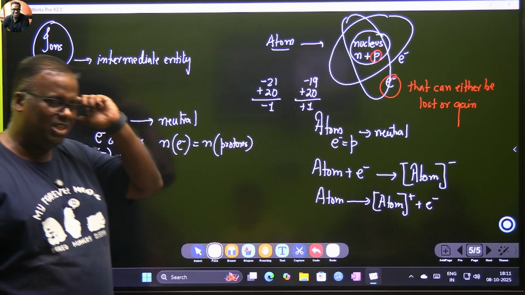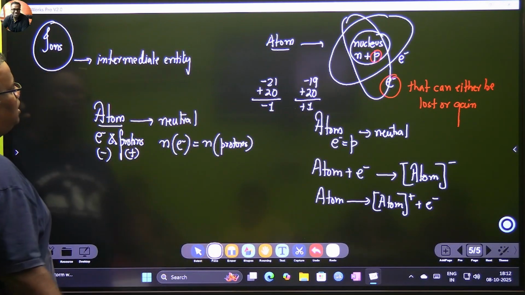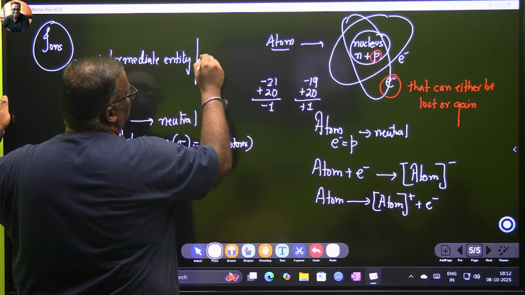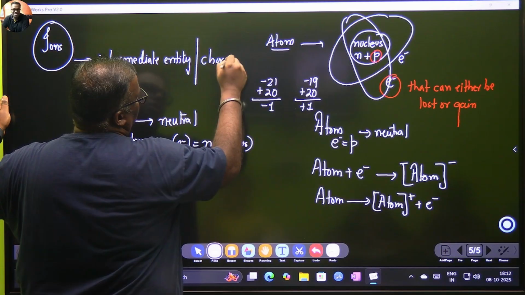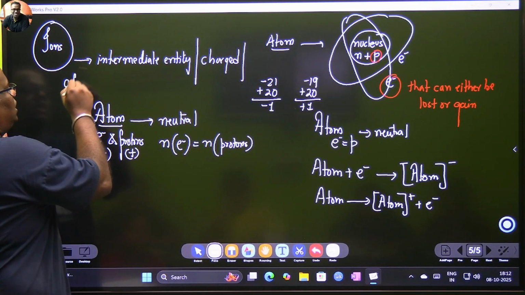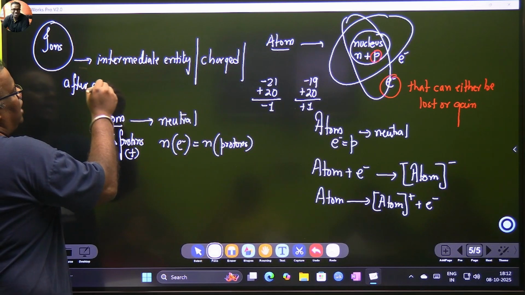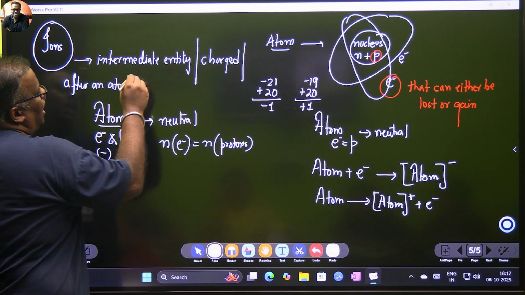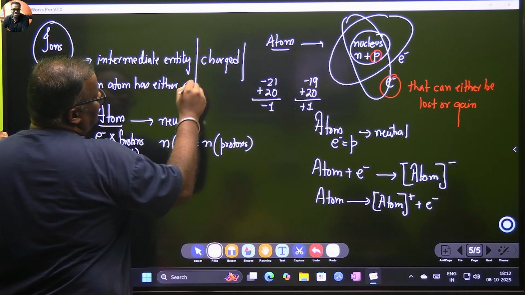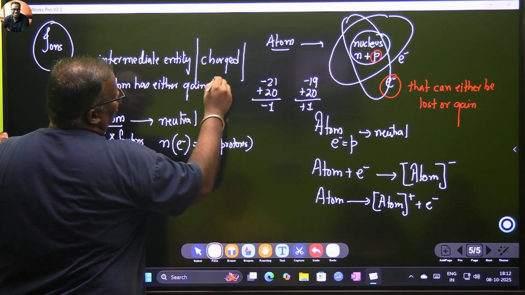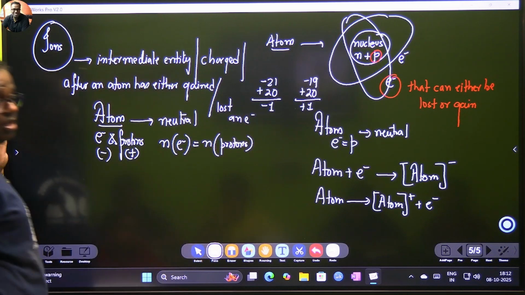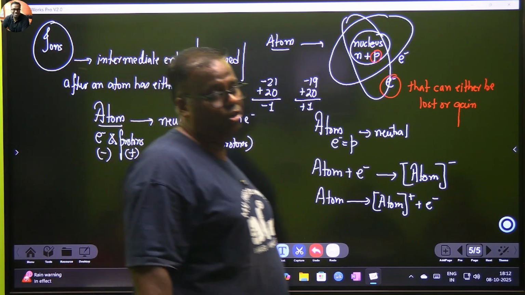Right? So what is an ion? An ion is an intermediate entity. Then its second point would be it is a charged entity that is formed after an atom has either gained or lost an electron. Either you have gained an electron or you have lost an electron.